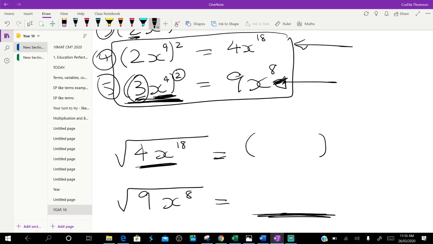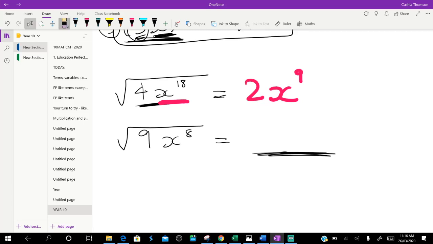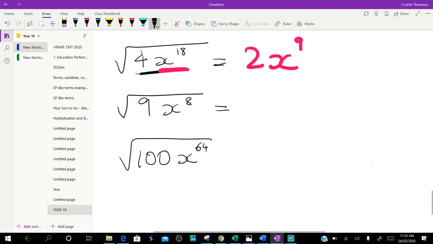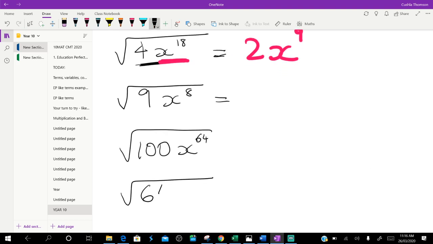So what does that mean? Well, it means that here it's going to be the square root of the number, which is 2, but it's not the square root of 18, right? It's just going to be 2x to the power of 9. And then this one here, work out that one there, and then try this one here, 100, square root of 100, x to the power of 64. And then try those last three.